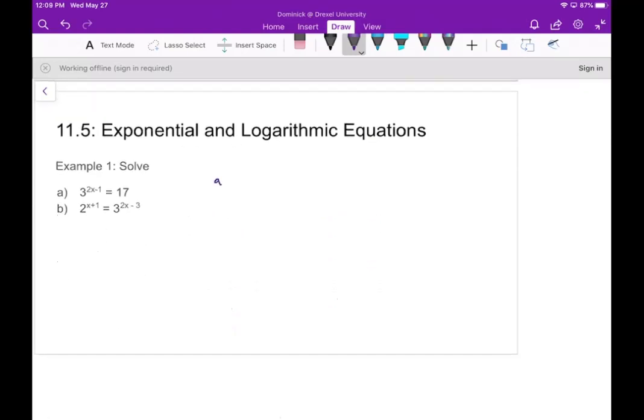So in part A, you have 3 to the 2x minus 1 is equal to 17. Right? Now, I can't write 17 as a power of 3, so I have to use logarithms here. Since it only has an exponent on one side, let's convert this to logarithmic form. So if we convert this, this is log base 3 of 17 is equal to 2x minus 1. Well, now I just need to add 1 and divide by 2.